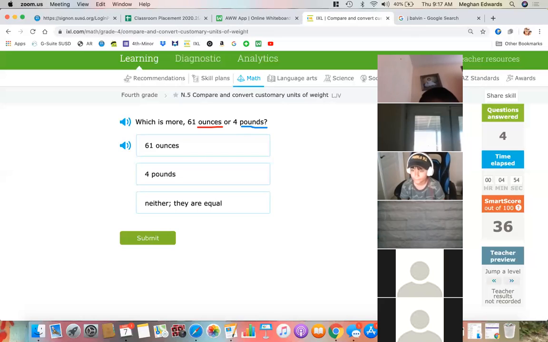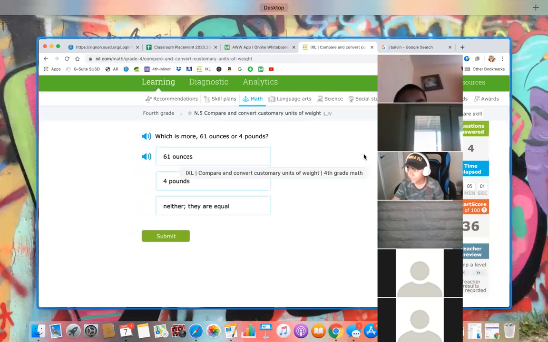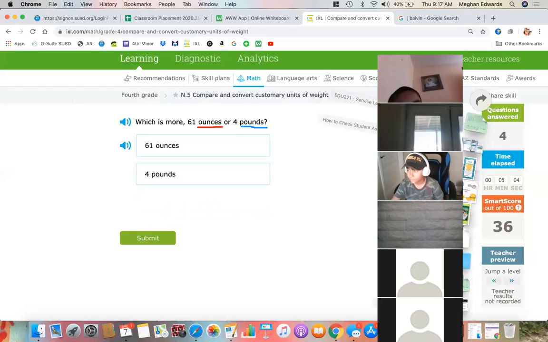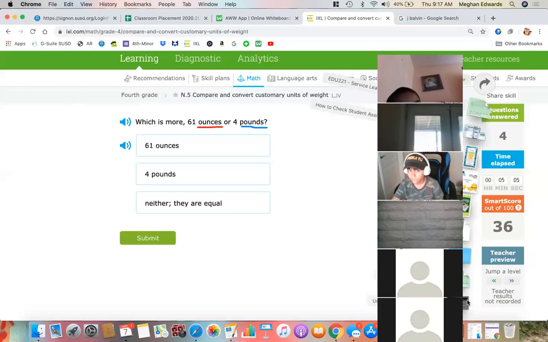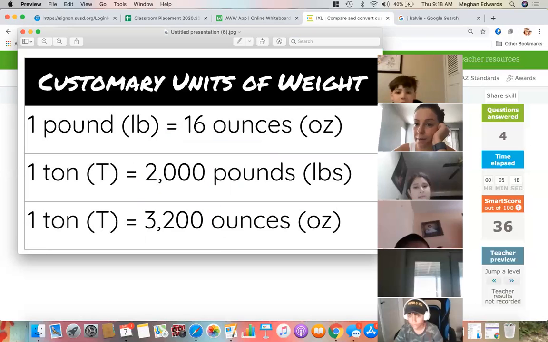So looking at our conversion chart, if you're looking at your conversion chart, which you should have in front of you, which is this right here. Guys, how many ounces are in a pound? Looking at our chart, how many ounces are in a pound? Jesus?